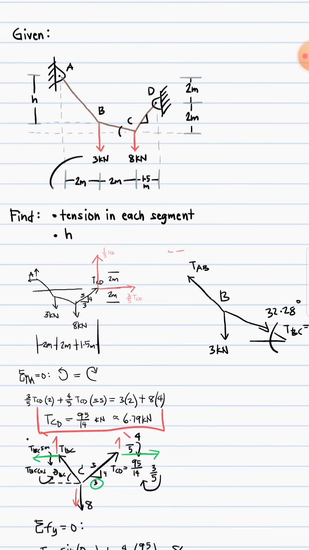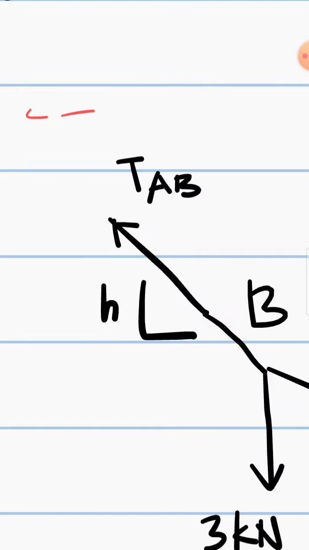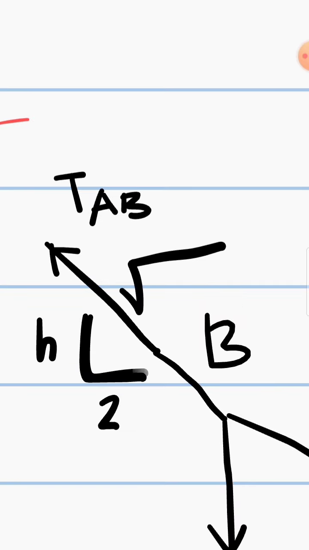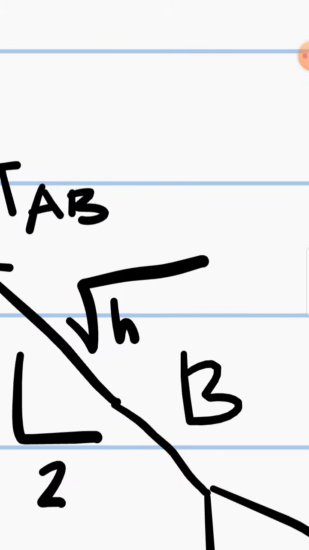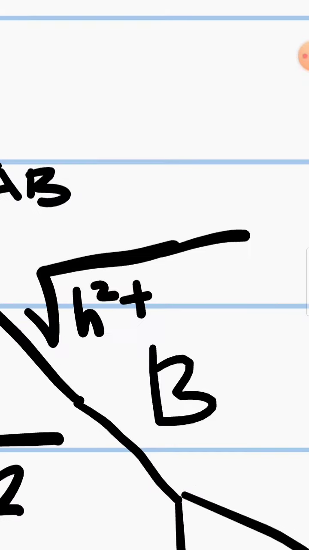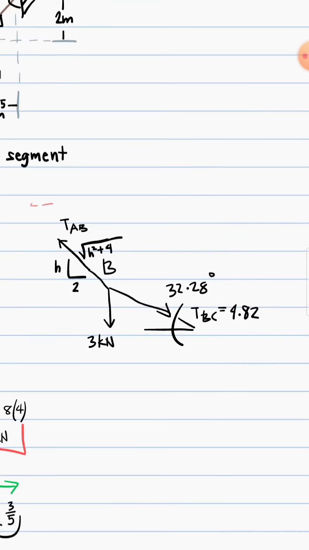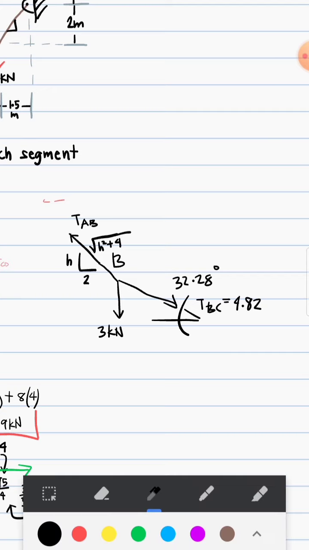As you can see here, we have a run of 2 and then a rise of H. So, let's just copy that. This is H. This is 2. And since this is a right triangle, of course, the hypotenuse is the square root of H squared plus 2 squared, or 4. Again, sum of the forces in the X equals 0. Sum of the forces in the Y equals 0. Then, two equations, two unknowns, we can now solve.